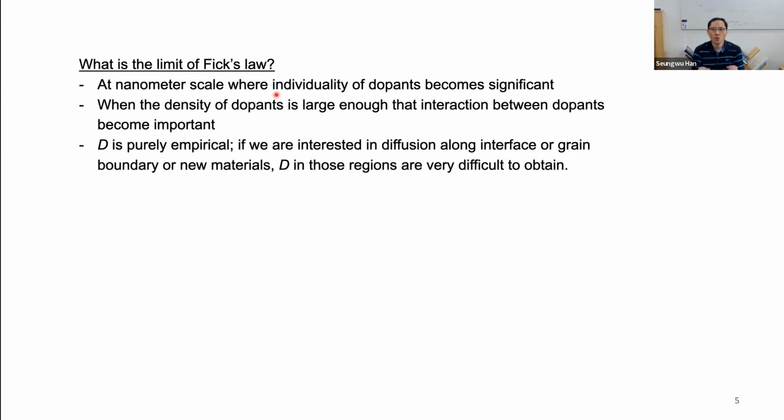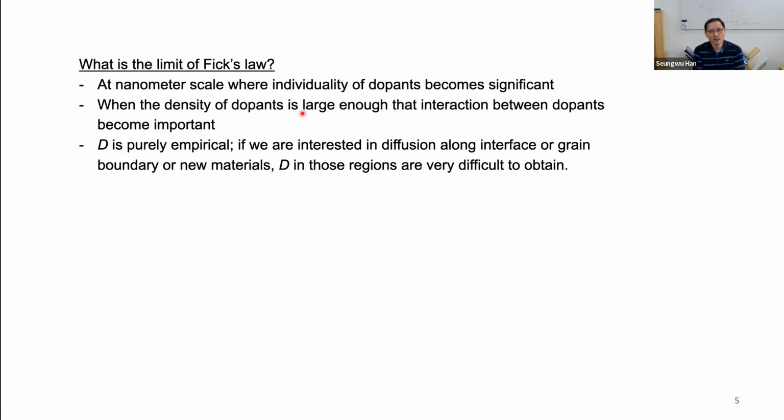The second is that Fick's law assumes the concentration is not so high that the dopant atoms interact with each other. But when the density of dopant is very high, then you have to consider dopant interaction. Within Fick's law, you cannot introduce such a term.